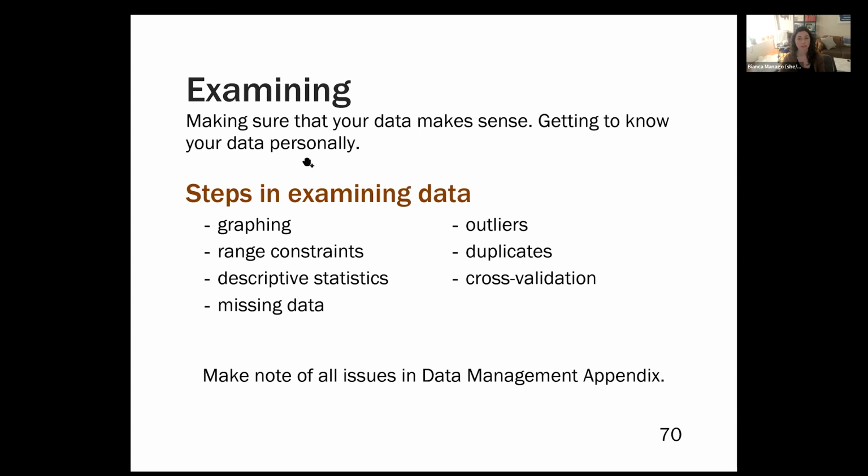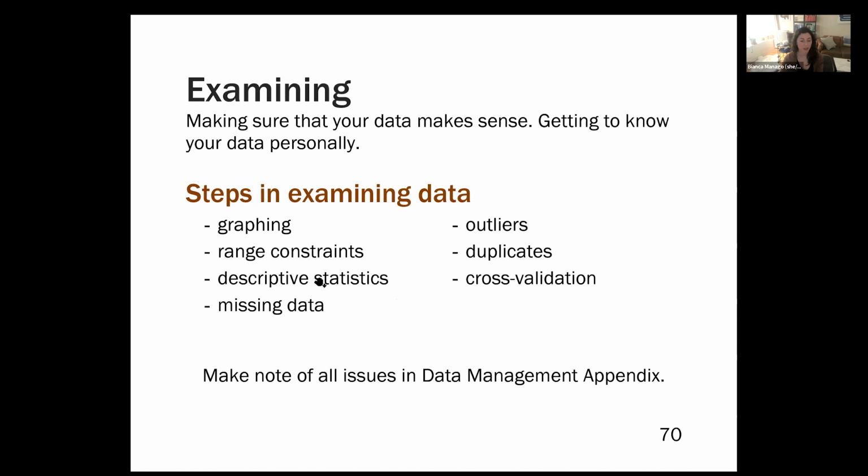Examining, making sure your data makes sense, getting to know your data personally, looking for duplicates, looking for outliers, looking for range constraints, meaning, do you have somebody in your sample who's 150? Well, they need to be in the Guinness Book of World Records, or maybe they're 15 and they didn't mean to add a 0 to their thing.